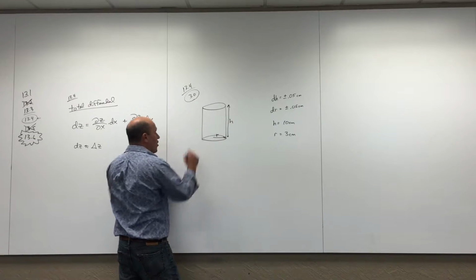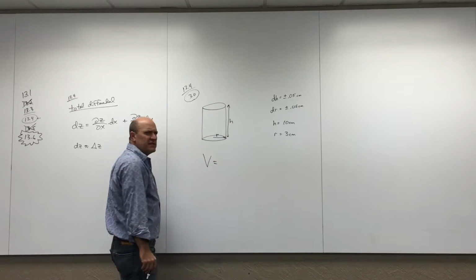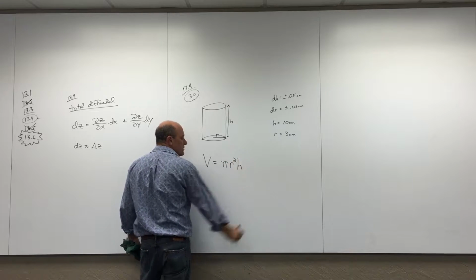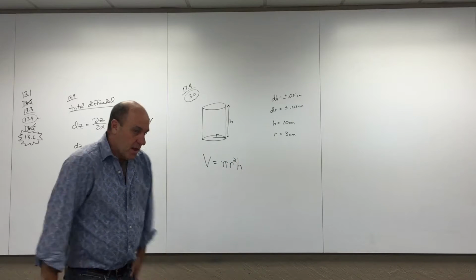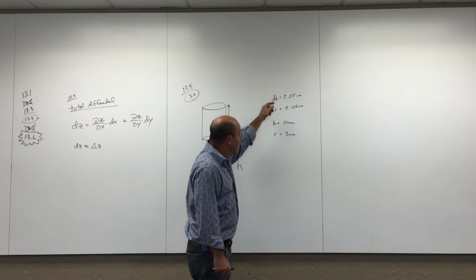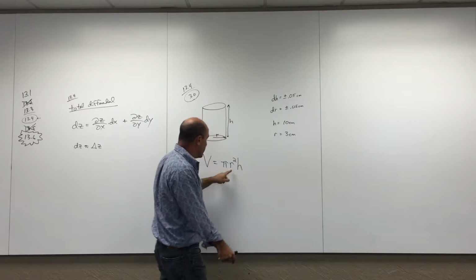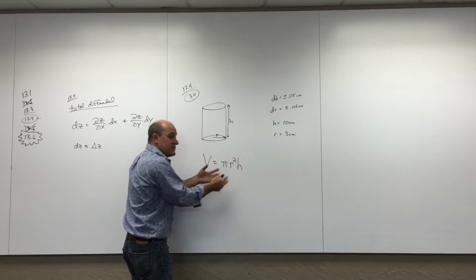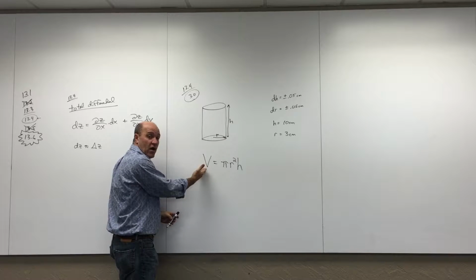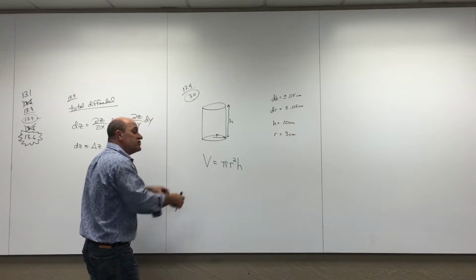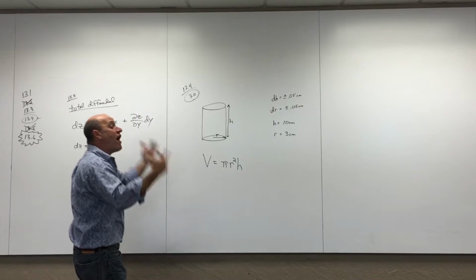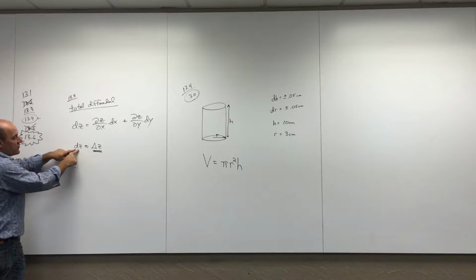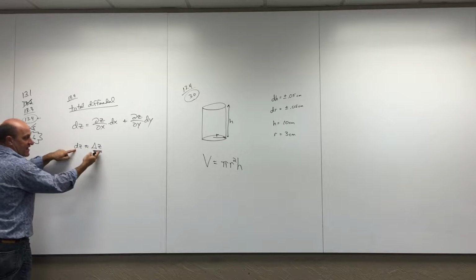If I want to calculate the volume of this cylinder, the volume of a cylinder is pi r squared h. But if there's some error involved in the radius and some error involved in the height, then that error sort of compounds itself and there will be error involved in the volume. And we use the total differential to approximate that error. Maybe this is the real error and we're using the total differential to approximate the actual error.